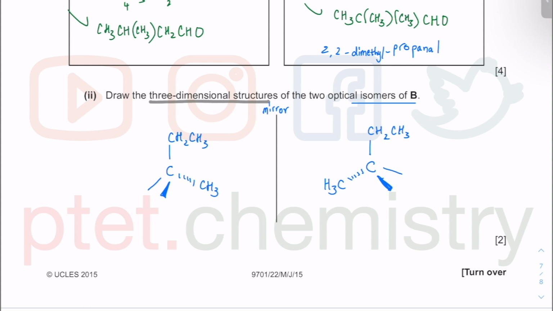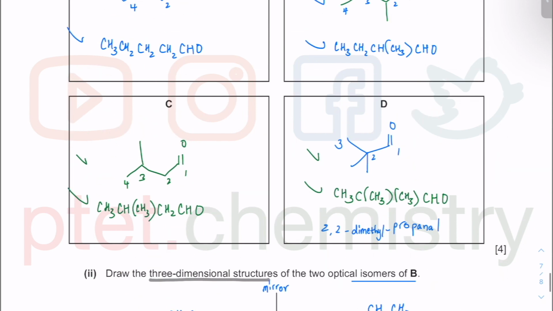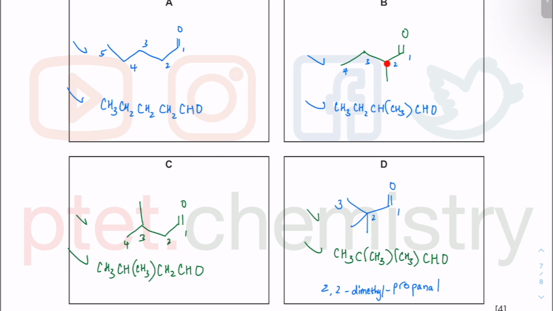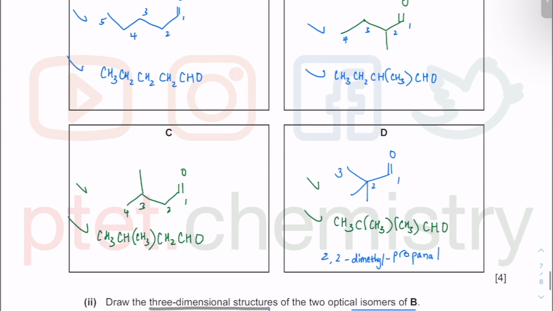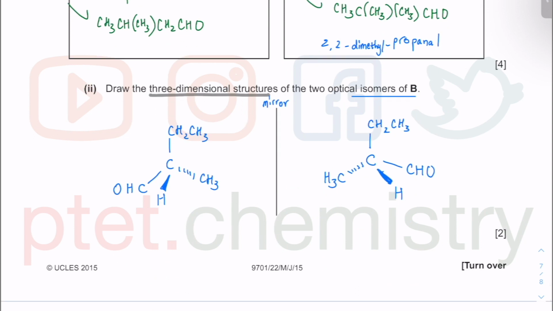The CHO is the aldehyde. So CHO, that's easy to write. Make sure you go inverted that way. CHO aldehyde. You have one hydrogen on that carbon. That chiral carbon there has got one hydrogen, a CH3, a CH2CH3, and a CHO. This is your chiral carbon, non-superimposable mirror images, chiral carbon because the carbon is bonded to 4 different groups of atoms there. Okay, for that 2 marks.